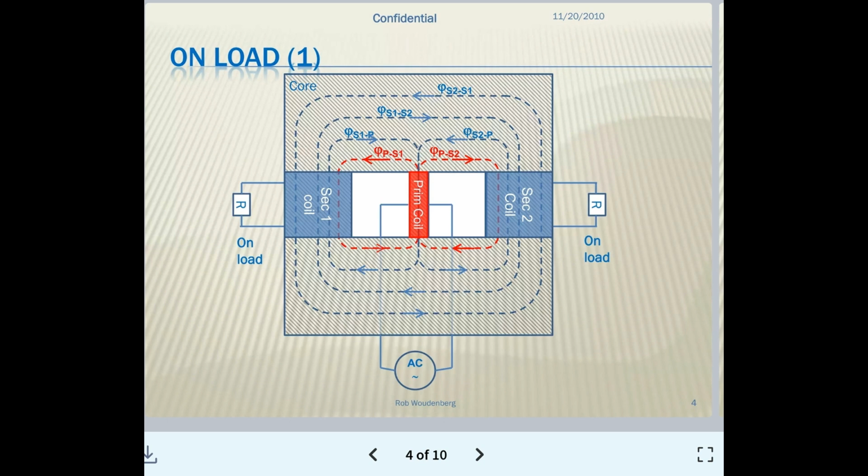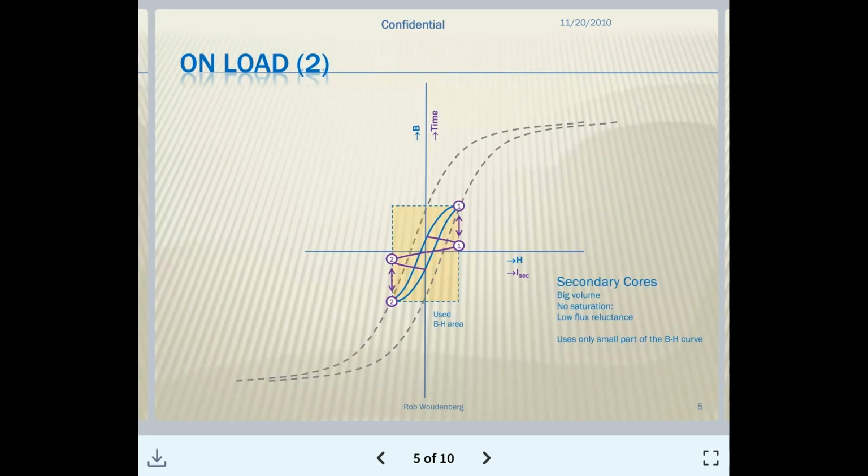Rob Laudenberg. PS2, PS1, AC on load. S1, PS1, S2, S2, S1, S2, P, primary coil, on load 1. Sector 1 coil, sector 2 coil. Confidential, November 20, 2010. 4 core. On load 2.